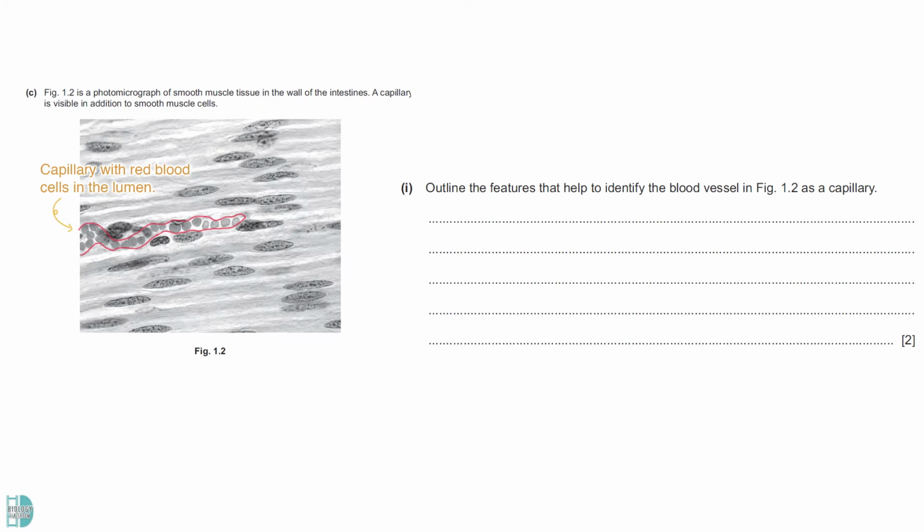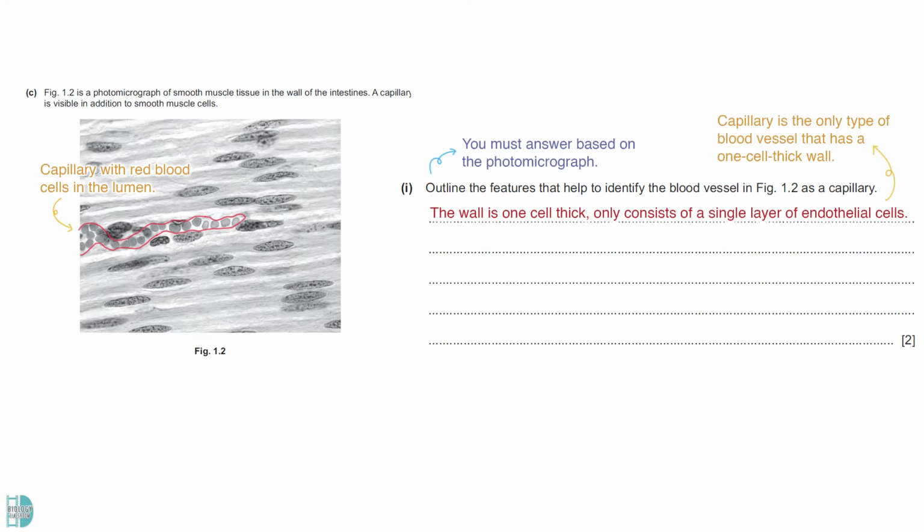Figure 1.2 shows the smooth muscle tissue. A capillary with red blood cells is visible in the photomicrograph. 1. Outline the features that help to identify the blood vessel as a capillary. For this type of question, ensure that you answer based on the photomicrograph provided. First, the wall is one cell thick. It only comprises a single layer of endothelial cells. A capillary is the only type of blood vessel that has a one cell thick wall.